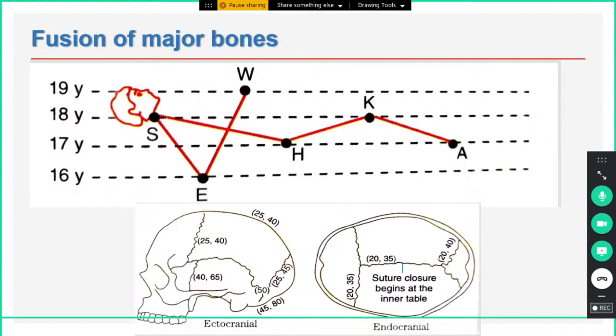Now fusion of major bones. S stands for shoulder joint, then elbow joint, W for wrist joint, hip joint, knee joint and ankle joint. First, the elbow joint gets fused at 16 years of age. Then hip joint and ankle joint get fused at 17 years of age. Shoulder joint at 18, wrist joint last, at 19 years of age.